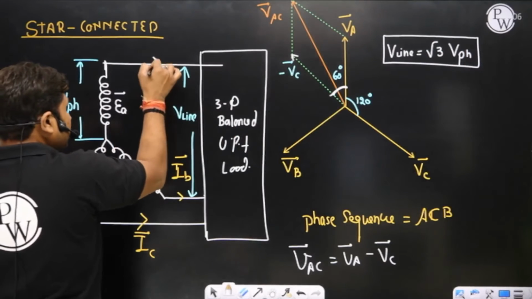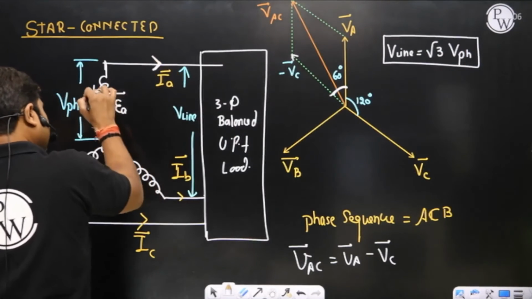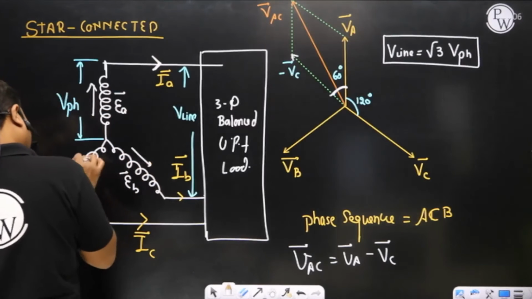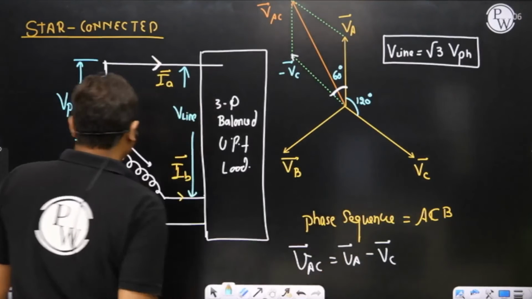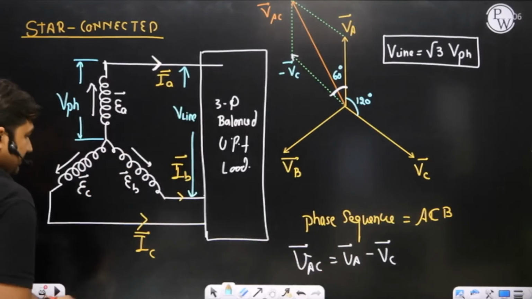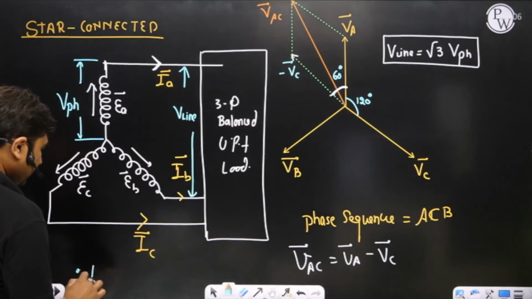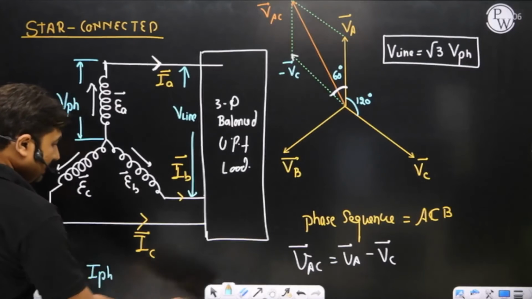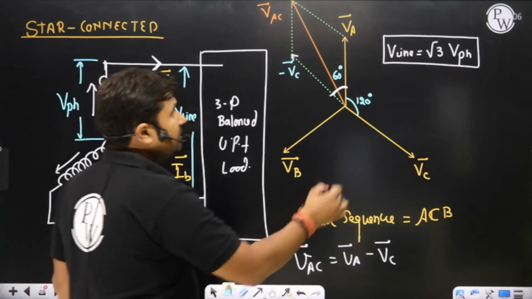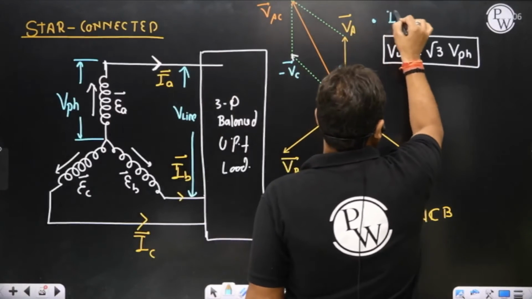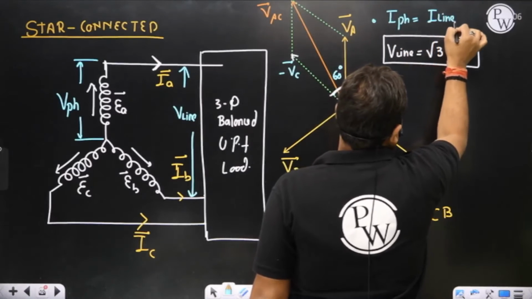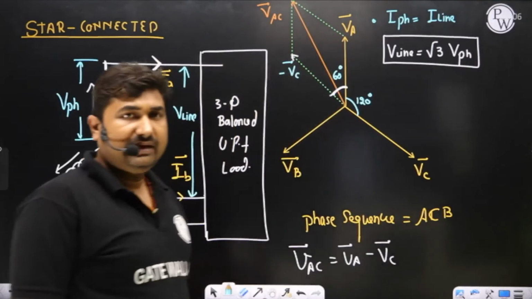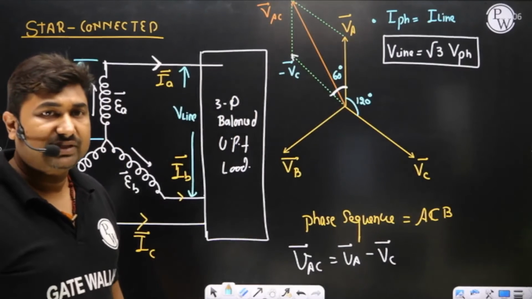What is line current? Sir, the current which is supplied through the line. And what is phase current? Sir, phase current is the winding current flowing in the windings of the transformer or the windings of the machine or windings of the phase. So it can be observed here that, sir, phase current and line current are the same. So in case of star connection, always remember phase current and line current are the same, but the line voltage is root 3 times the phase voltage.